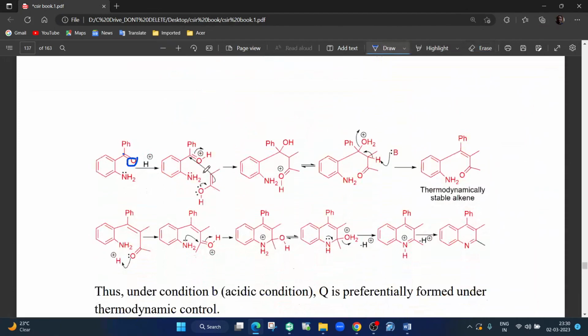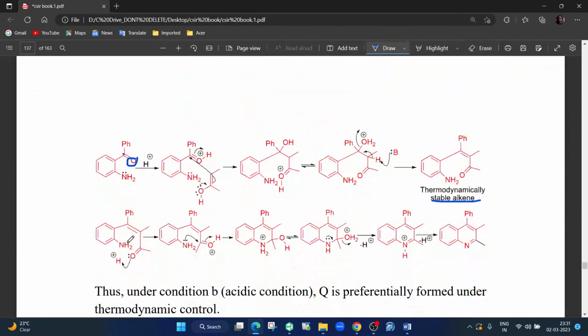So this will attack through this, so it is under thermodynamic control. It attacks from here, and then you get this, and then the base is basically anything that will be there. Sulfuric acid, acetic acid is there, so they themselves will act as base. HSO4 minus is there, H2SO4 is there. Once you pick up a proton, you will have HSO4 minus, that itself picks up a proton. You get here, this is lost, and you are getting a thermodynamically stable alkene, right?